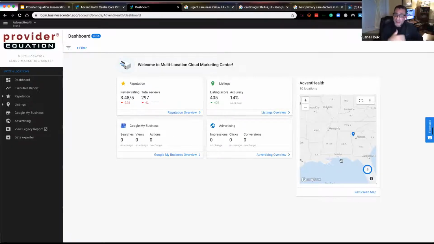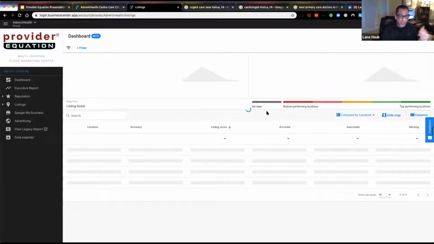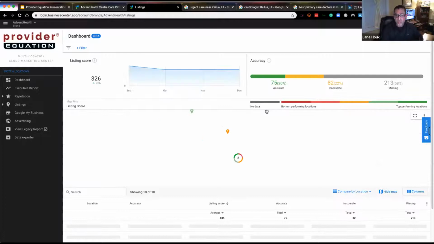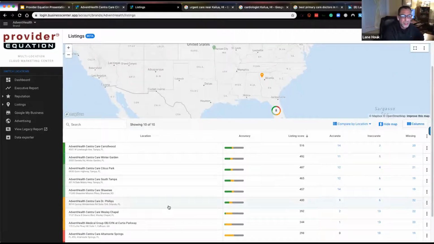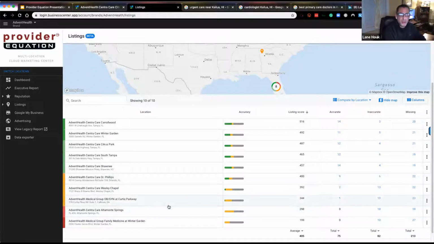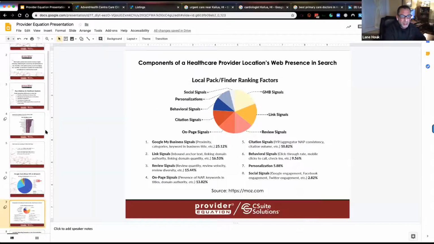And at the executive level, or at the marketing executive level, this is really insightful because you can see how you're doing across a region or across the entire enterprise, and you can literally drill down directly into a location level as well and see which locations really need work and which locations are really strong and doing well in specific areas of their overall web presence.